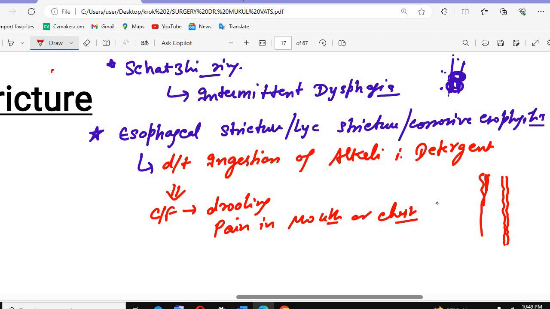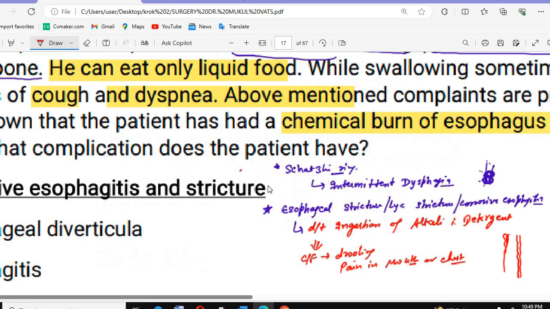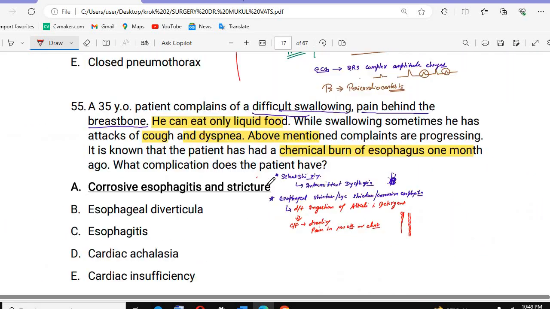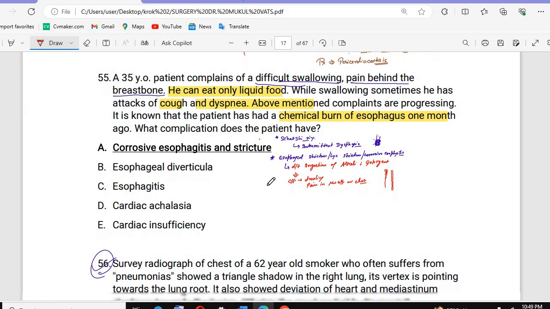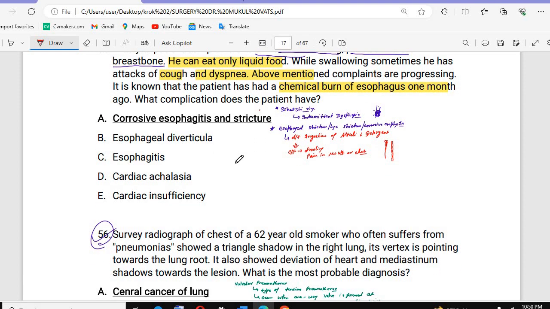How will these strictures form? After some time, when healing takes place, fibrosis occurs at these regions, and at the region where the fibrosis occurs, esophageal strictures form. That's what we see with a chemical burn of the esophagus 1 month ago: corrosive esophagitis and the lye strictures. The main thing is the lye stricture.